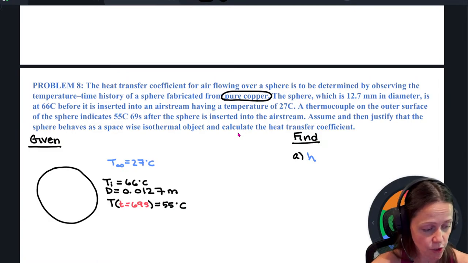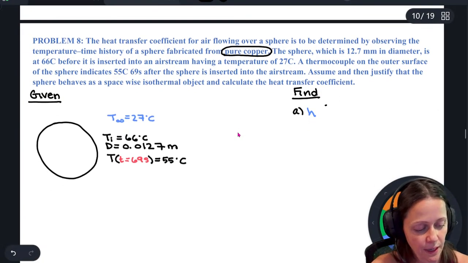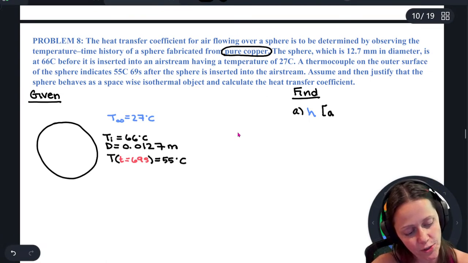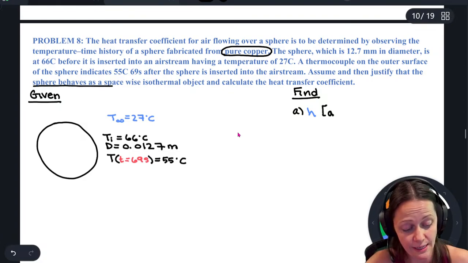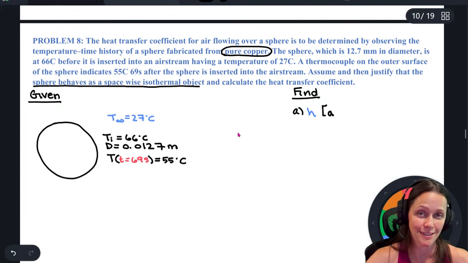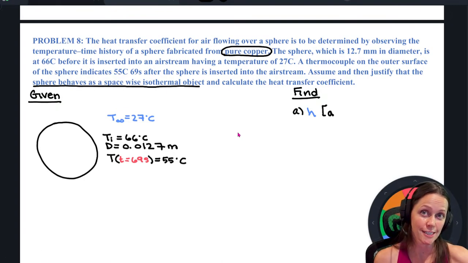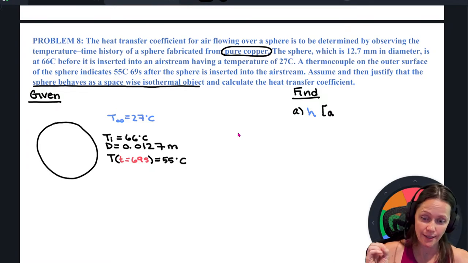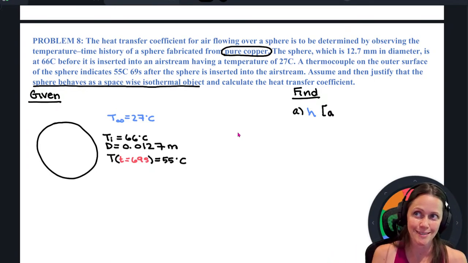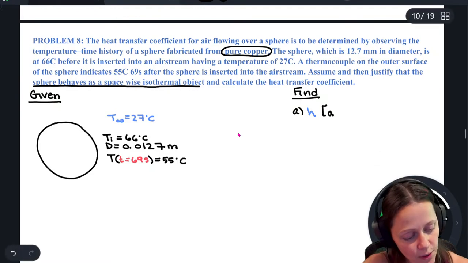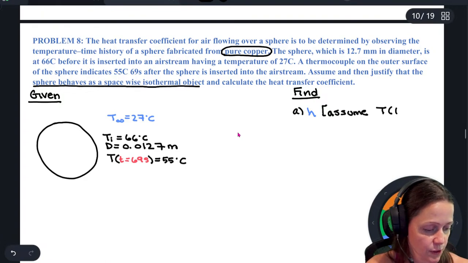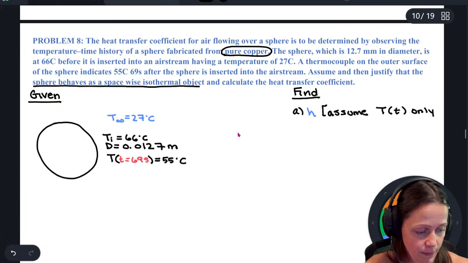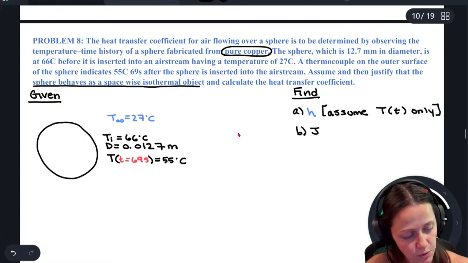Okay, so we want to find H, and they're telling us to assume and then justify that the sphere behaves as a space-wise isothermal object. All that means is that it's the same temperature all the way through the medium. Now, the temperature is clearly changing over time, but at any time point you take a snapshot of that thermal profile, the temperature is the same throughout the entire medium. So we are going to assume that temperature is a function of time only. And then after we do it, we'll justify that assumption.